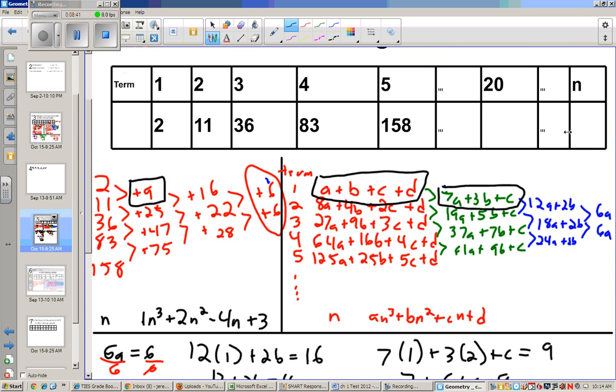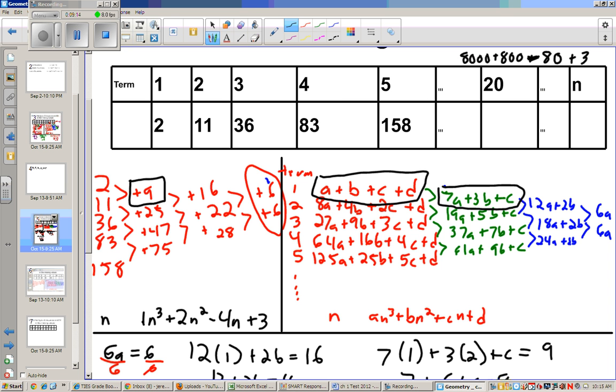So now if they ask to find the 20th term, we're going to have to take 20 cubed. Well, 20 times 20 is 400, times another 20 is going to be 8,000. So this would be 8,000 plus 20 squared is 400. 400 times 2 is 800. Plus 4 times 20, or minus 4 times 20, so we're going to subtract out 80, and then we'll add 3.